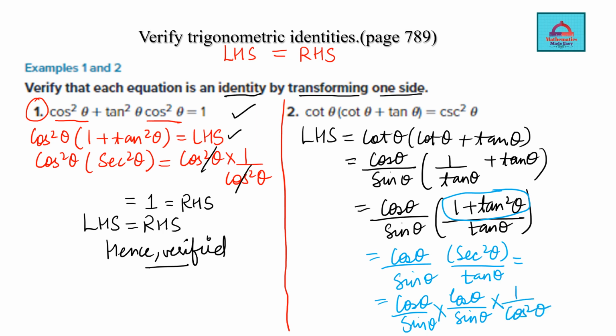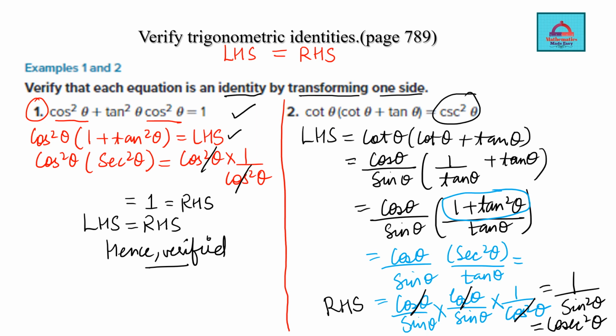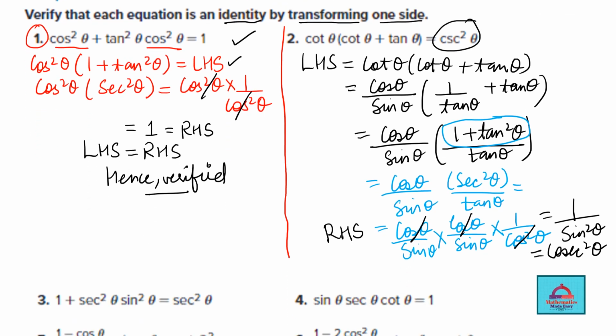Now let's cancel the common factor. Cos and cos square cancel, so you are left with 1 over sine square theta, which is nothing but cosecant square theta. Is it the right side? Yes. So left hand side and right hand side are equal, hence verified. So this equation number 2 is also an identity.